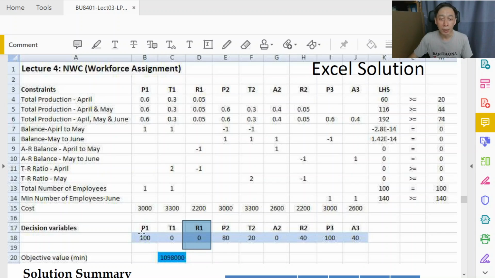Why? Because Solver says, if you don't hire, you also don't need trainers, and then you can deploy all the workers to quickly produce a lot of wings. Okay, how many wings? In fact, that's producing 60 wings. A lot more than the required number of deliveries in the first month, right?